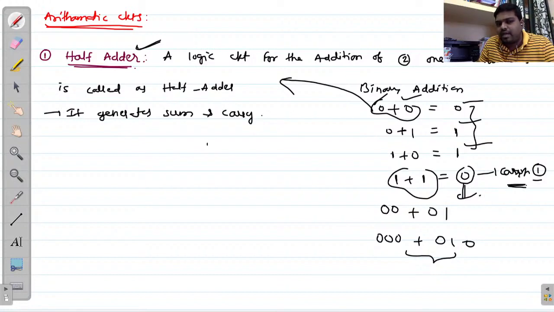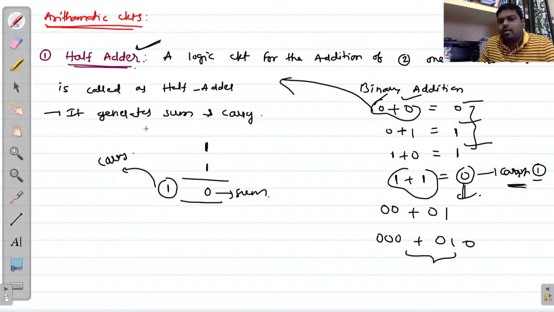For example, if the first bit is 1 and the second bit is 1, I am getting 0 as sum. This is your sum, okay, and this one is your carry. So 1 1 gives 0 sum and 1 carry. This is your carry, okay. Sometimes, based on the application and the situation, this can be treated as overflow also, okay, overflow. So this is one bit addition, so that we can call it as carry.